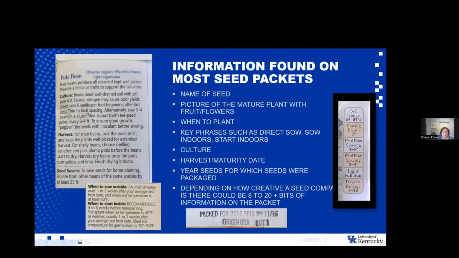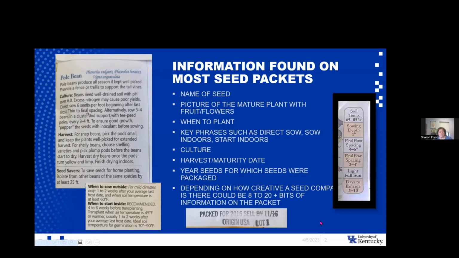Of course, the packets will have the name of the seed. It has a picture on the front with the fruit or the flowers. It'll tell you when to plant. It gives you key phrases such as direct sow and sow indoors and start indoors. It also tells you about how to take care of the seed or the plant once it starts growing. It even tells about germination times and that sort of thing.